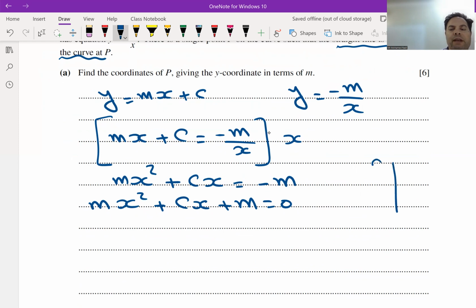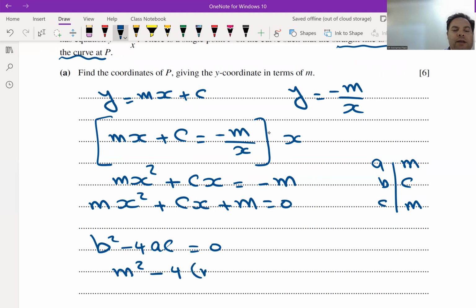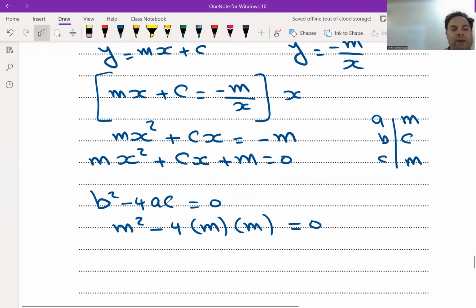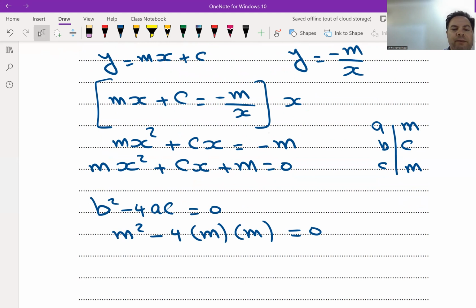Find a, b, c. A is m, b is c, c is m. Write the discriminant, b squared minus 4ac is equal to 0 because it's a tangent. So b squared, which is c squared, minus 4 times m times c, which is m, is equal to 0. The discriminant is equal to 0.